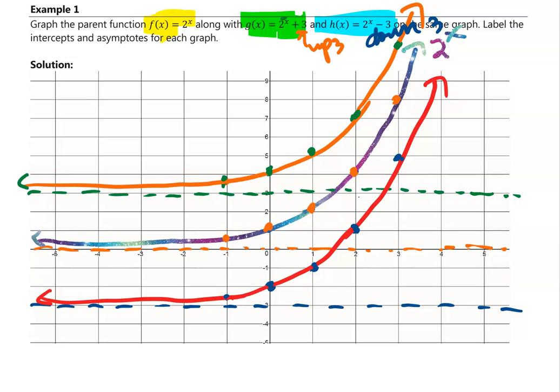Okay, so this is your 2 raised to x minus 3. The orange one is 2 raised to x plus 3. It doesn't look good, sorry. 2 raised to x, exponent x, plus 3. Okay?